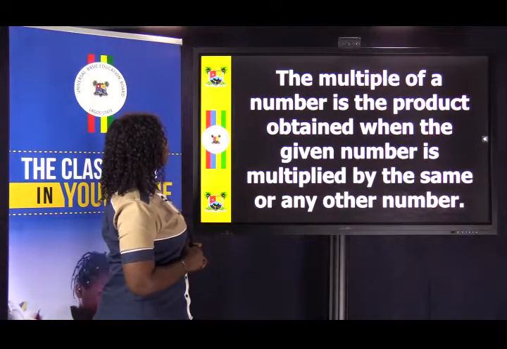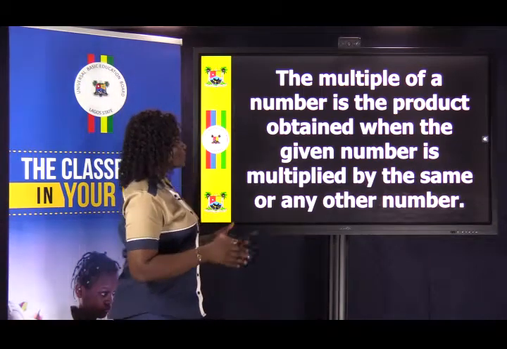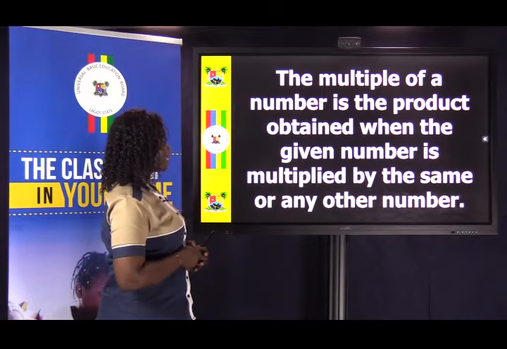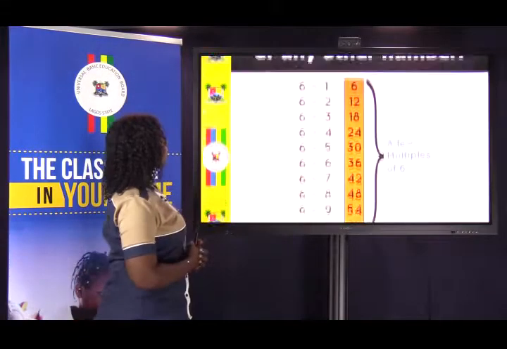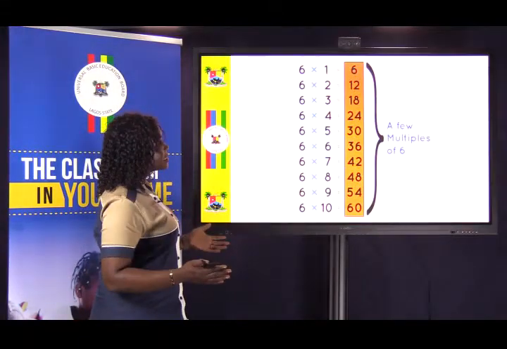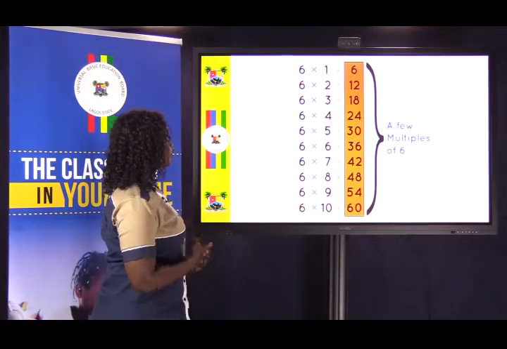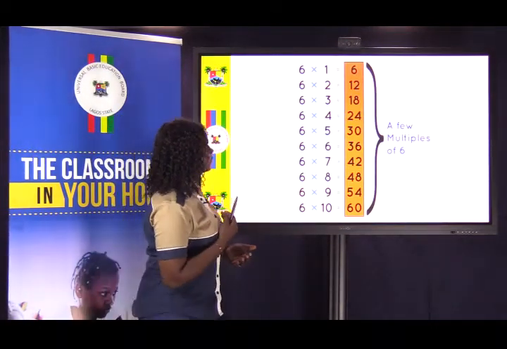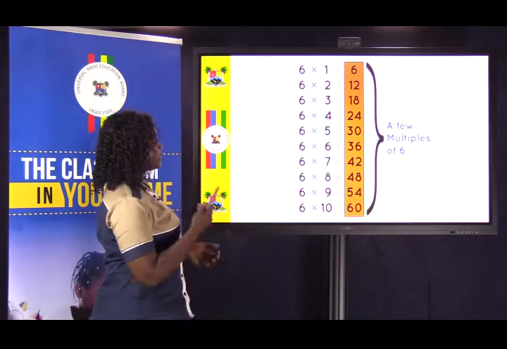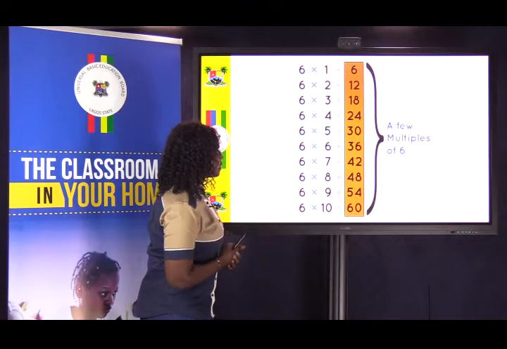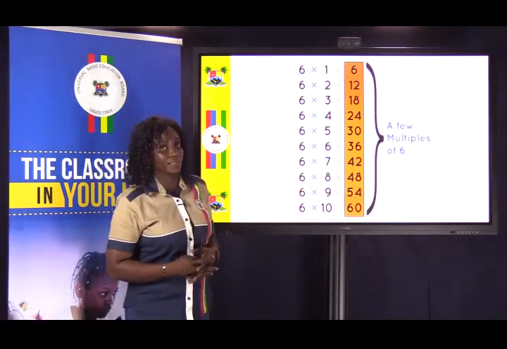The multiple of a number is the product obtained when the given number is multiplied by the same or any other number. Let's see. 6 times 1 is 6. 6 times 2 is 12. 6 times 3, 18. 6 times 4, 24. 6 times 5, 30. 6 times 6, 36. 6 times 7, 42. 6 times 8, 48. 6 times 9, 54. 6 times 10, 60.